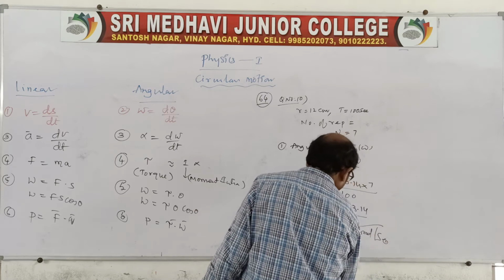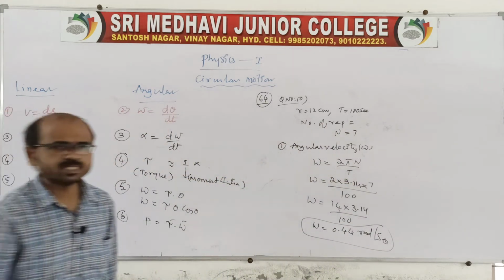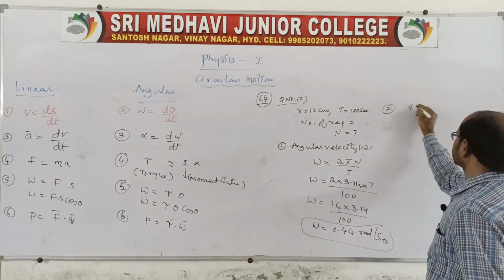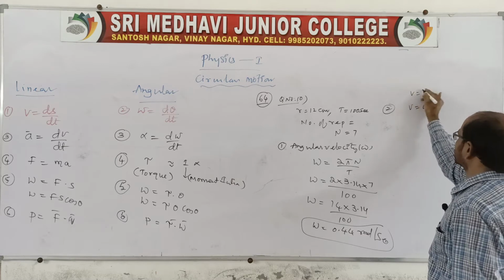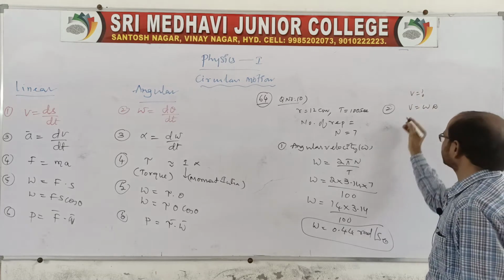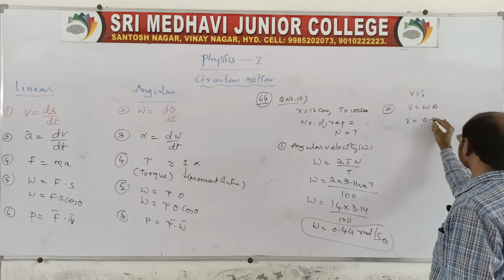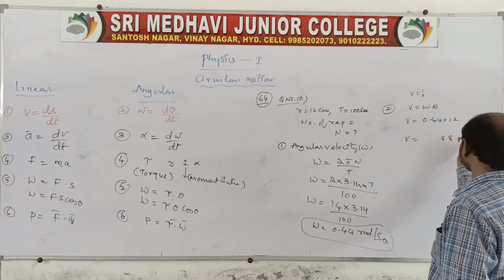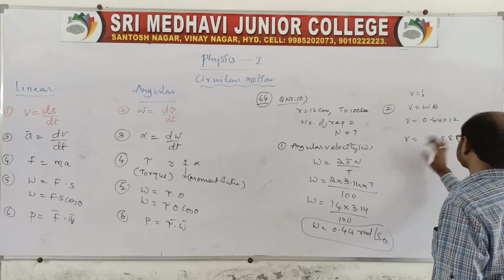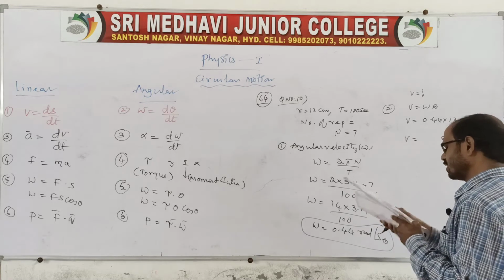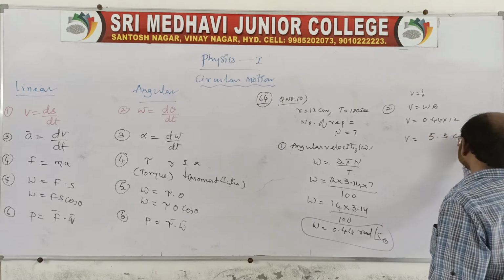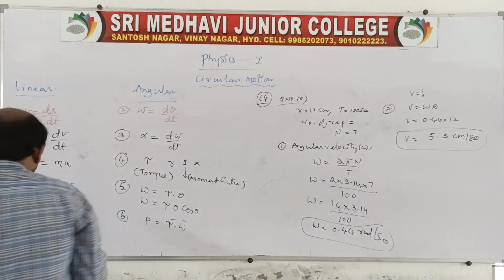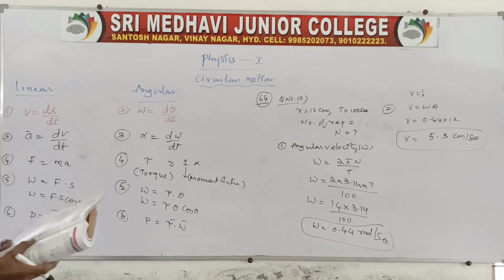This will be the angular speed. And for the next one, which is related to linear velocity, V is equal to R omega, because it is asking for the linear velocity also. So V is nothing but R times omega. We already know omega is 0.44, and radius is 12. If you multiply this, approximately you will get 5.3 centimeter per second. So now the angular velocity and linear velocity are over.